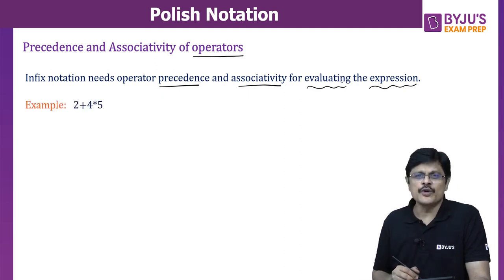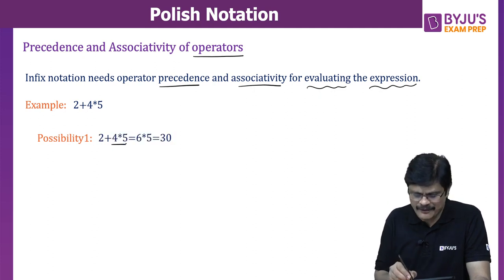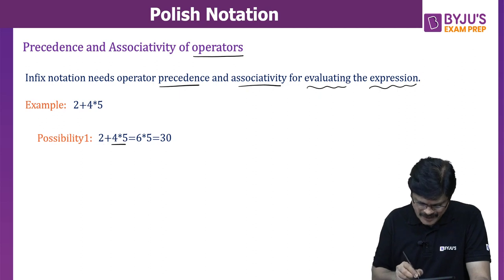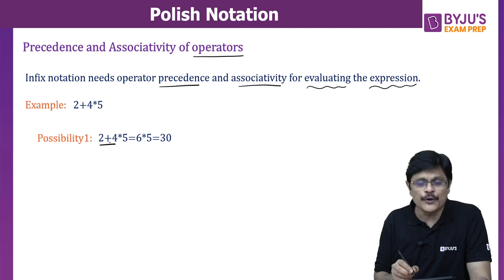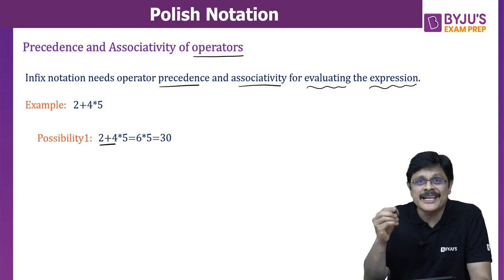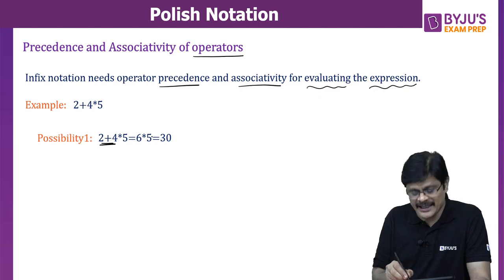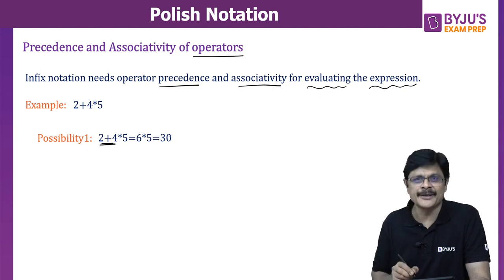Example, suppose I give you an infix expression 2 plus 4 into 5. There are two possibilities. Suppose precedence and associativity is not mentioned, that's what I am saying. First you can find 2 plus 4 which is 6, then it can be multiplied with 5 which is 30.